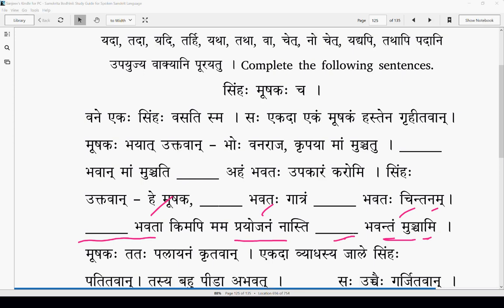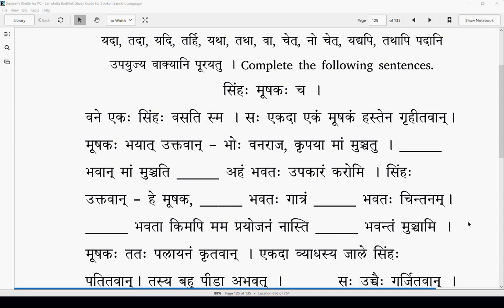Is it yataha? Yataha, you can use yataha also. That's why yataha is not given in that list. Sorry. That's okay. Yeah, you can use yataha also. That's an independent thought.